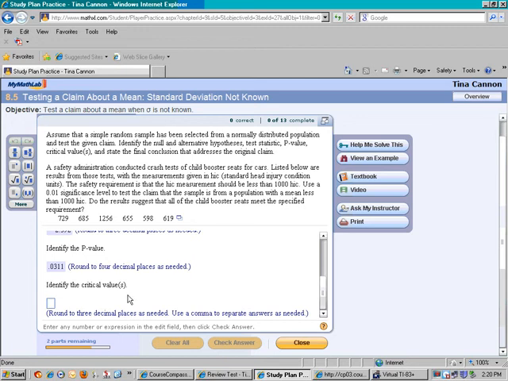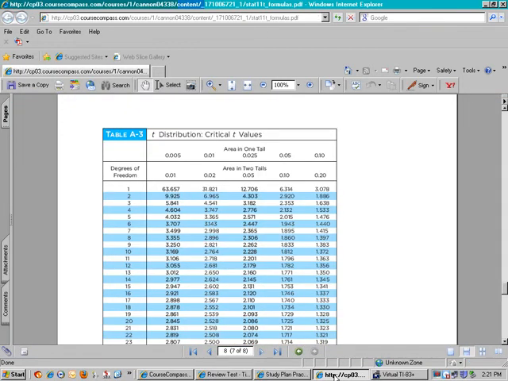Now this is the part where we need to use our formula sheet to find the critical value. Notice it is a 0.01 level of significance, and we have a sample size of 6. So let's call up our formula sheet. Remember, degrees of freedom is n minus 1, so we're going to be looking at 5. And remember, our graph is to the left, so it's area in one tail, which is up here at the top of the table, and it's 0.01.